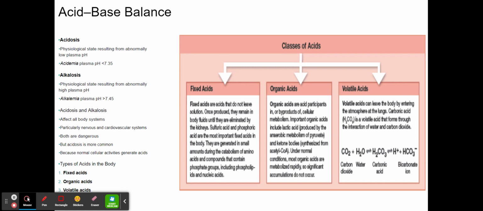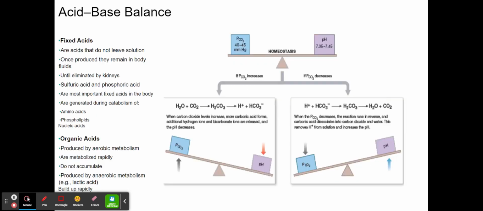The control of pH is a homeostatic process of great physiological and clinical significance. Both acidosis and alkalosis are dangerous, but in practice, problems with acidosis are much more common. This is so because normal cellular activities generate several acids, including carbonic acid. There are 3 general categories of acids in the body. They are 1. Fixed acids, which do not leave solution. 2. Organic acids, which take part in or are produced by cellular metabolism. And 3. Volatile acids, which can leave the body and enter the atmosphere through the lungs.